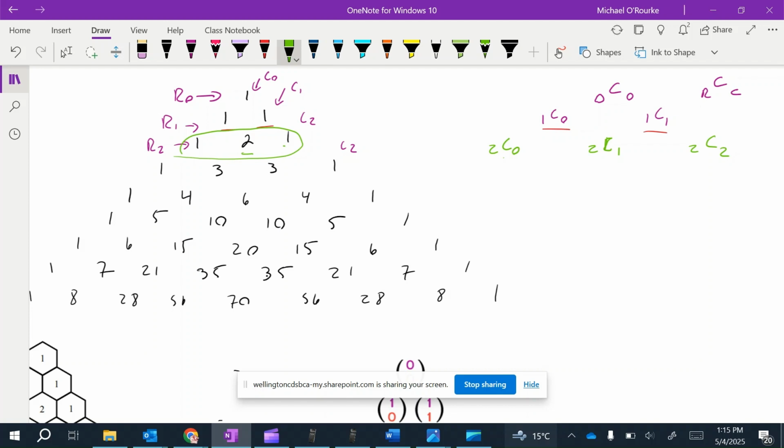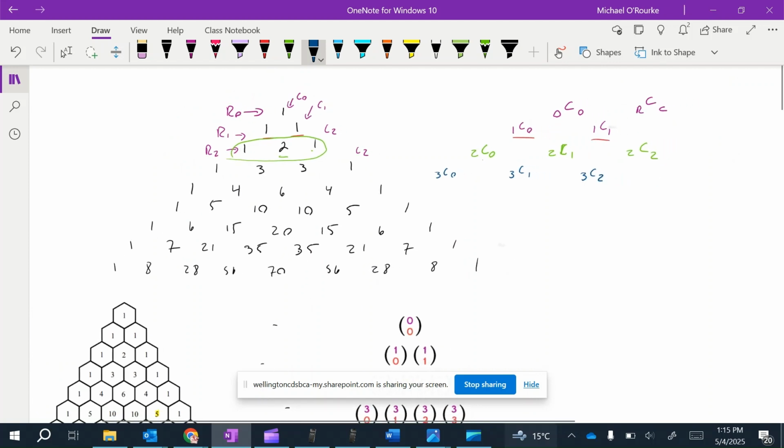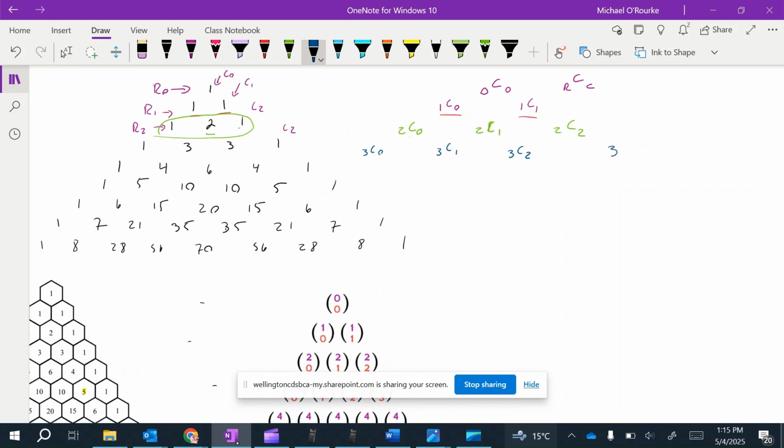So what happens here is that Pascal's triangle could be written as a combination. If I rewrite Pascal's triangle as a combination, this matches, this would be 3C0, 3C1, 3C2, and 3C3. And if I go down one more, 4C0 equals this part.